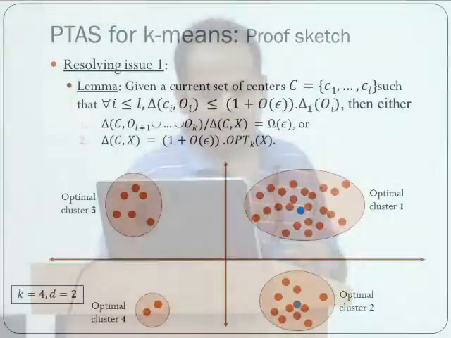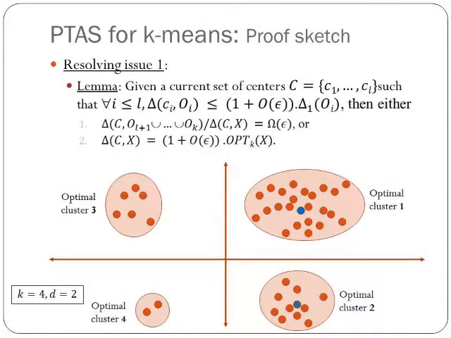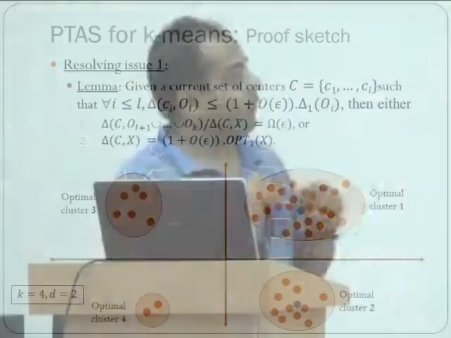Now what we can actually show is the following. Given a current set of centers C, such that the current set of centers are nice for their respective clusters. The current set of centers that you have picked are nice with respect to those clusters from which they have been picked. That means they give a 1 plus order epsilon approximation with respect to their clusters. Then either of these things happen.